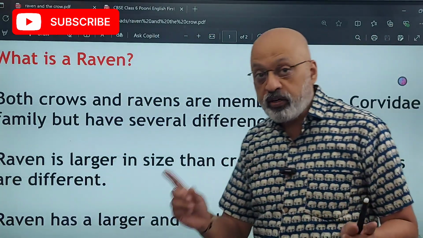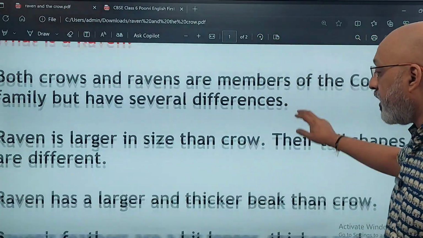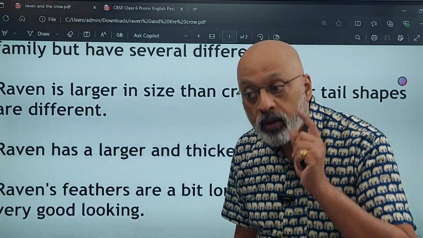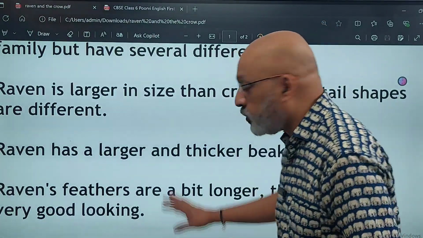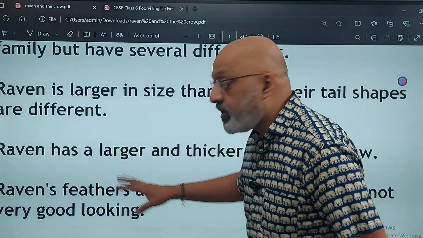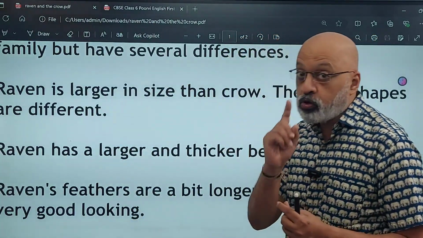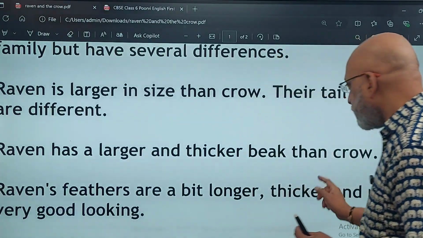Their tail shapes are different. The tail shape of a raven and a crow are different. Raven has a larger and a thicker beak. Now this is important in the context of the poem. So please make a note of it that raven has a larger beak than a crow's beak, and crow also has a very sharp black color beak.